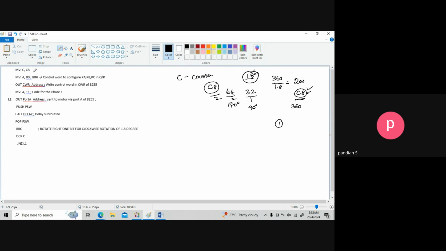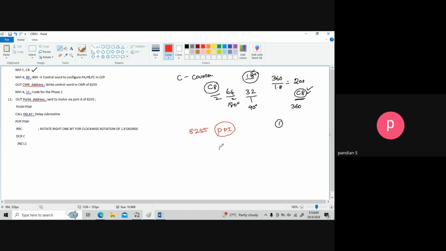Now initially you have to give the counter value as C8, since here we require one full rotation. Then we have to set the 8255. The 8255 is a programmable peripheral interface. We already explained something about the programmable peripheral interface.